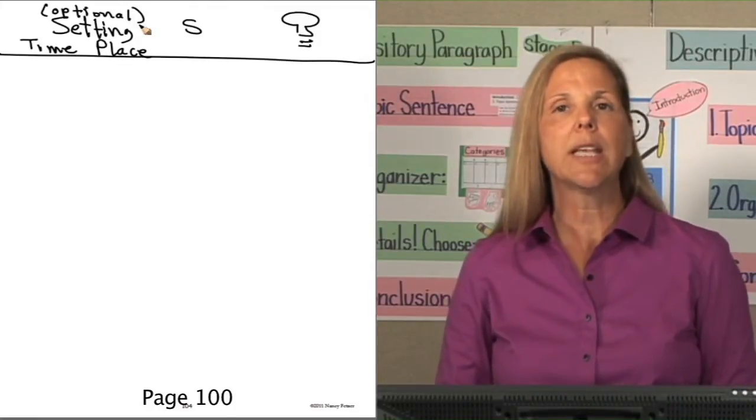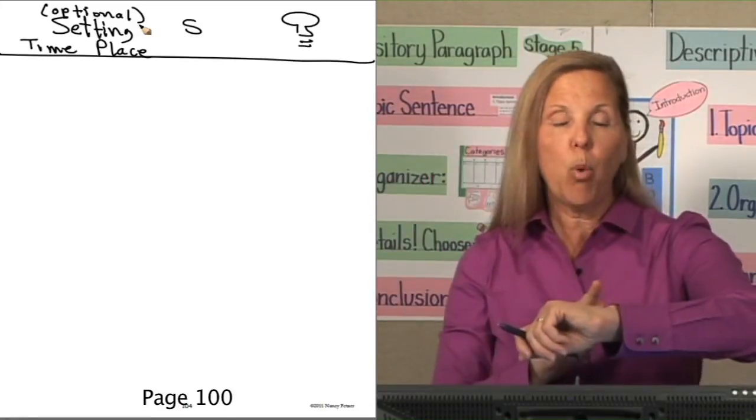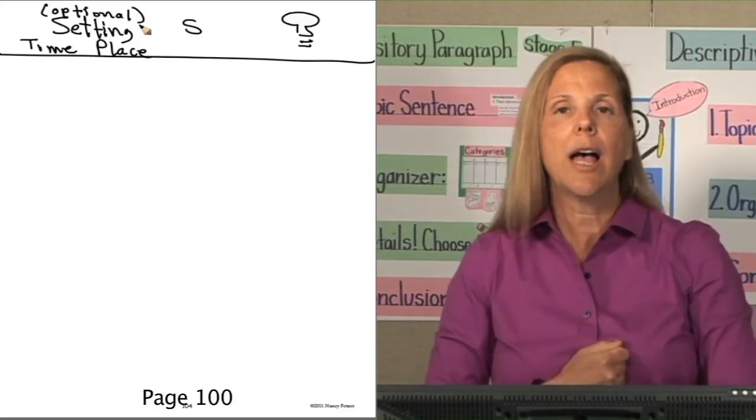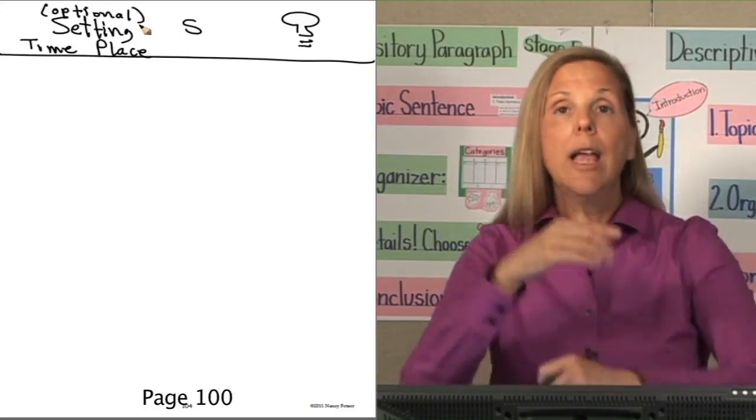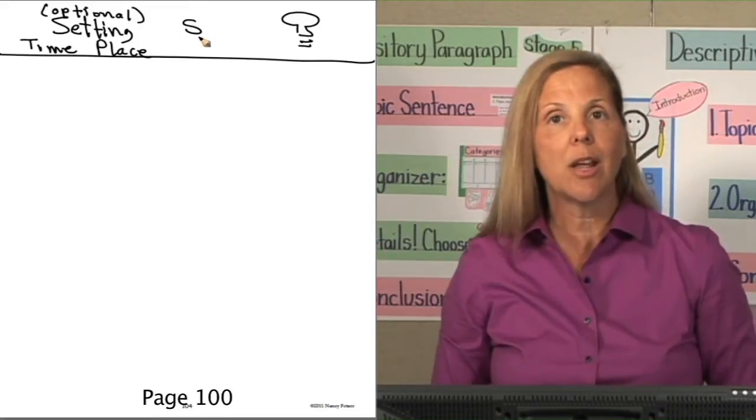So far we have the setting. Setting, time and place. We're going to point to our wrist like there's a watch. The time when the information occurred, and also the place. Where did this information occur? Does our reader need to know that?